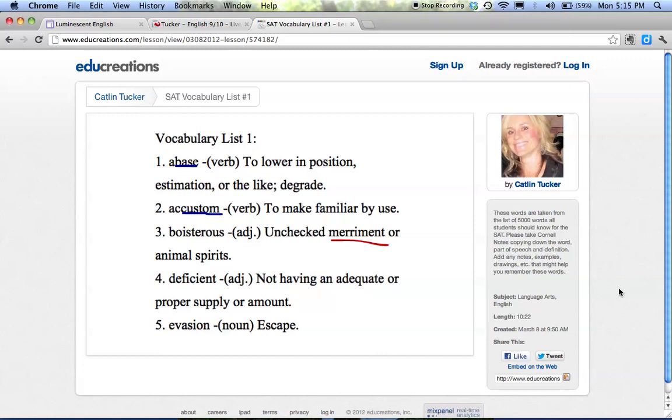Evasion, number 5, is a noun, and it means escape. It is the escape. Now, to evade is the verb form of this word. So to evade is the verb, evasion is the noun.